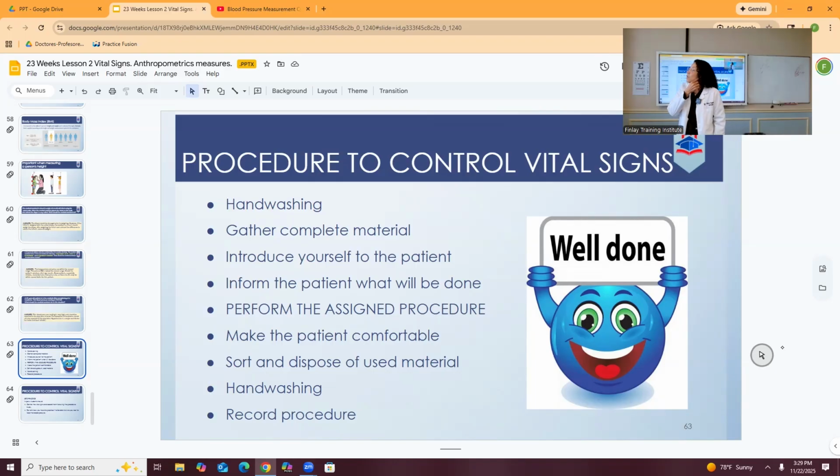If you're going to take the temperature in the ear: Sir, I'm going to pull your ear a little bit and retract and get this thermometer inside of your ear. Let them know what you're doing, okay?